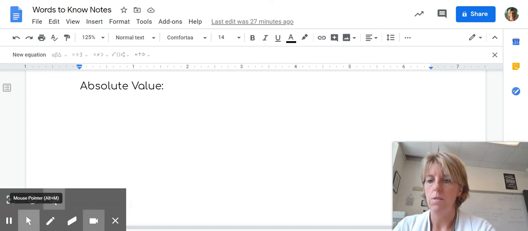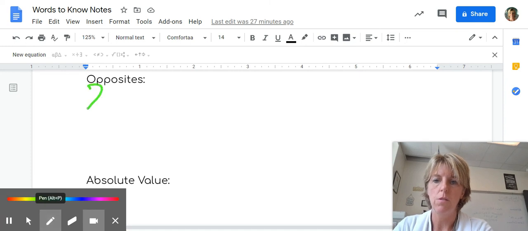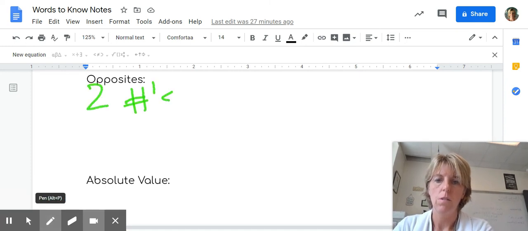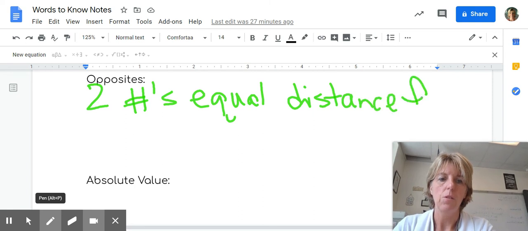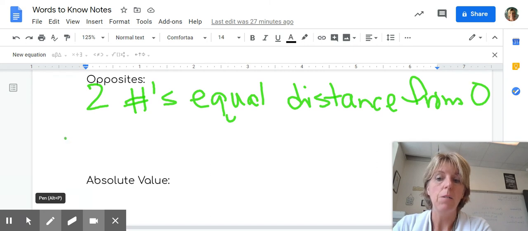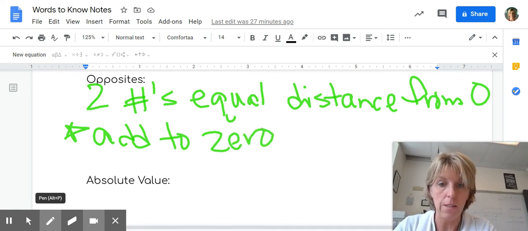Then opposites. Opposites are two numbers equal distance from 0. Okay? And a super important part is they add to 0. That's going to help us zero things out a lot. That's why a lot of the algebra stuff works the way it does, because we're zeroing things out all the time. We're doing the opposites. That's why it gets to work.